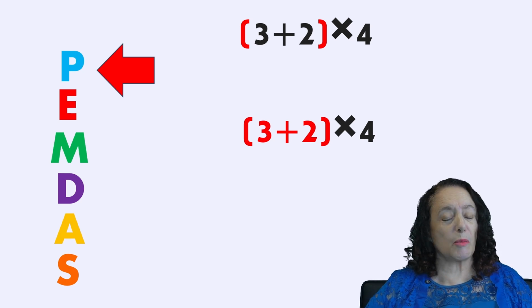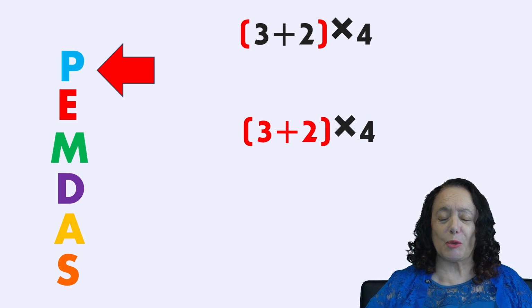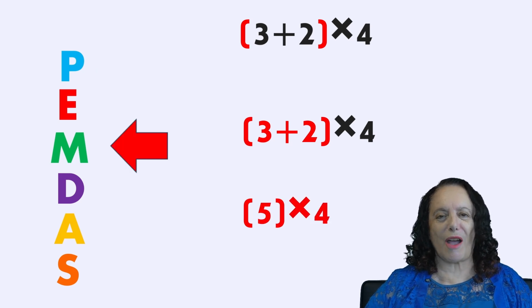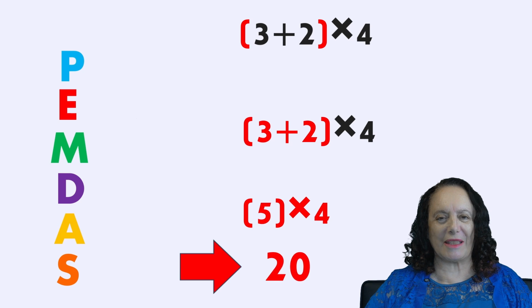First, we work what's in the parentheses. 3 plus 2 equals 5. Now we have the 5. 5 times 4 equals 20. And 20 is our solution.